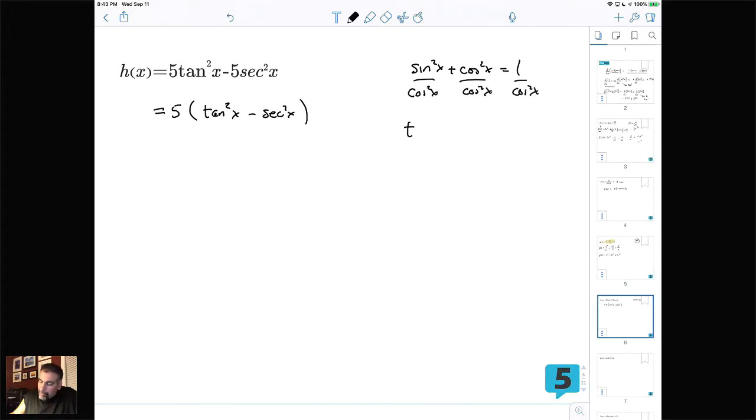And my students can create tangent squared plus 1 equals secant squared. Very few of them have that one memorized, but they can create it. So now that I'm here, I know that tangent squared, bring the secant squared over. Tangent squared minus secant squared, bring the 1 to the other side, equals negative 1. And all of a sudden, this function is just equal to negative 5. So the derivative of a constant is going to be 0.